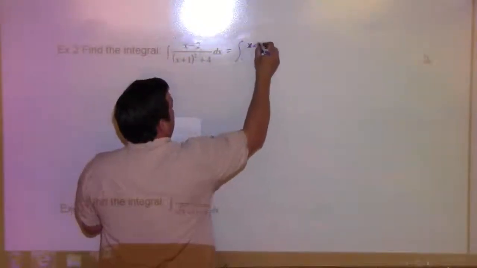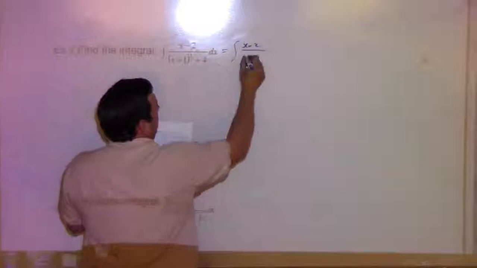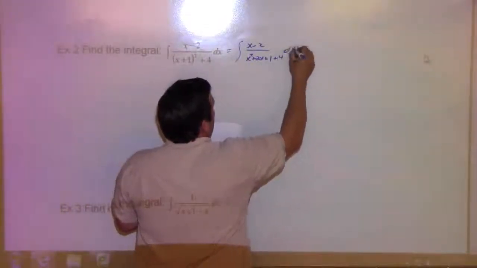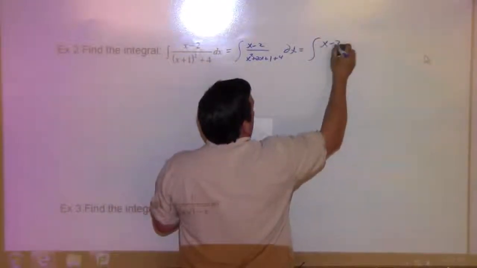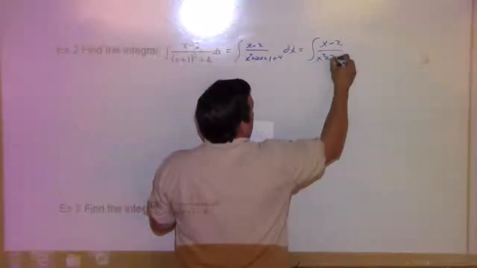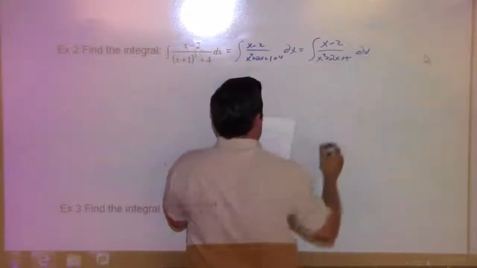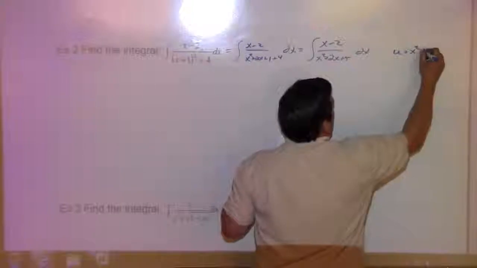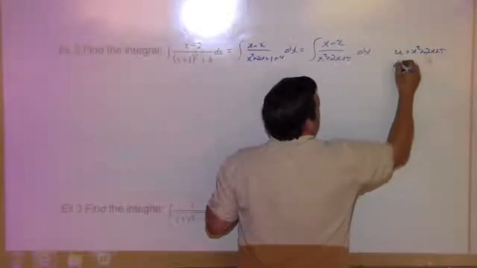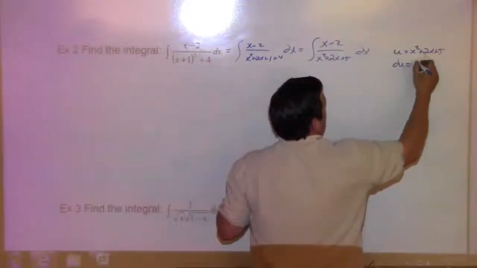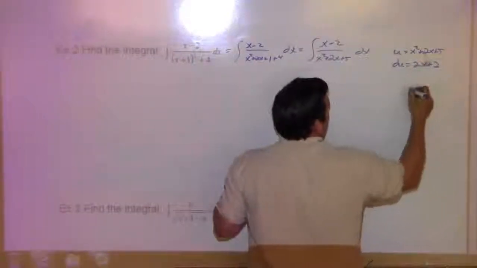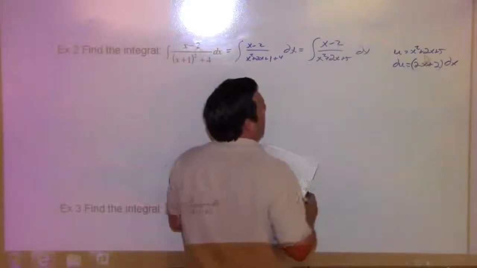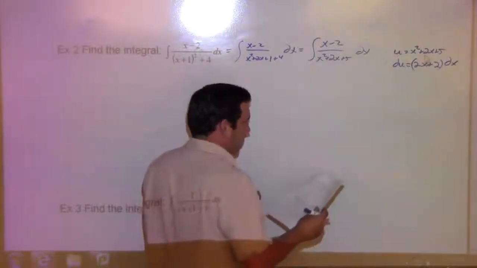Okay, so we have x minus 2 over, if we expand this out, x squared plus 2x plus 1 plus 4. This is the integral of x minus 2 over x squared plus 2x plus 5 dx. So if our u equals x squared plus 2x plus 5, the du would be 2x plus 2 dx, excuse me. And we have x minus 2.